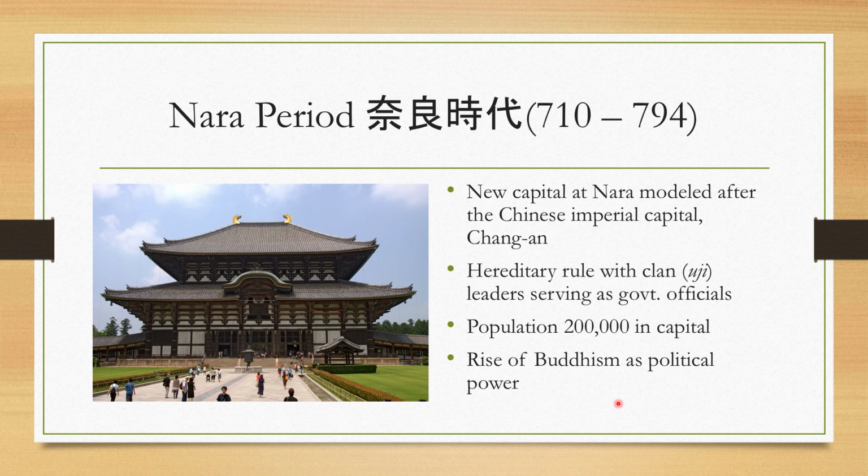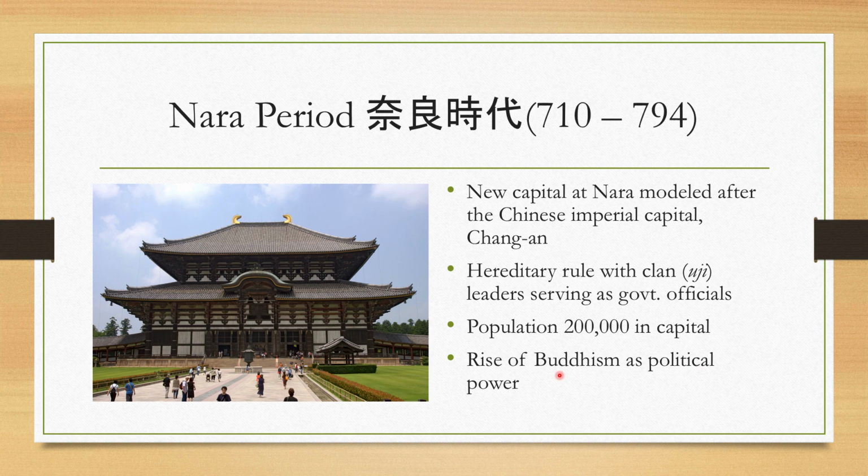Okay, so then after this we have the Nara period. So a capital, one of the first capitals then, is established at Nara, and it's modeled on the Chinese imperial capital at Chang'an, laid out on a grid. The population there expands greatly to about 200,000 people. Rule is still hereditary with different clan leaders, but they're serving as government officials now, under this centralized system of power.